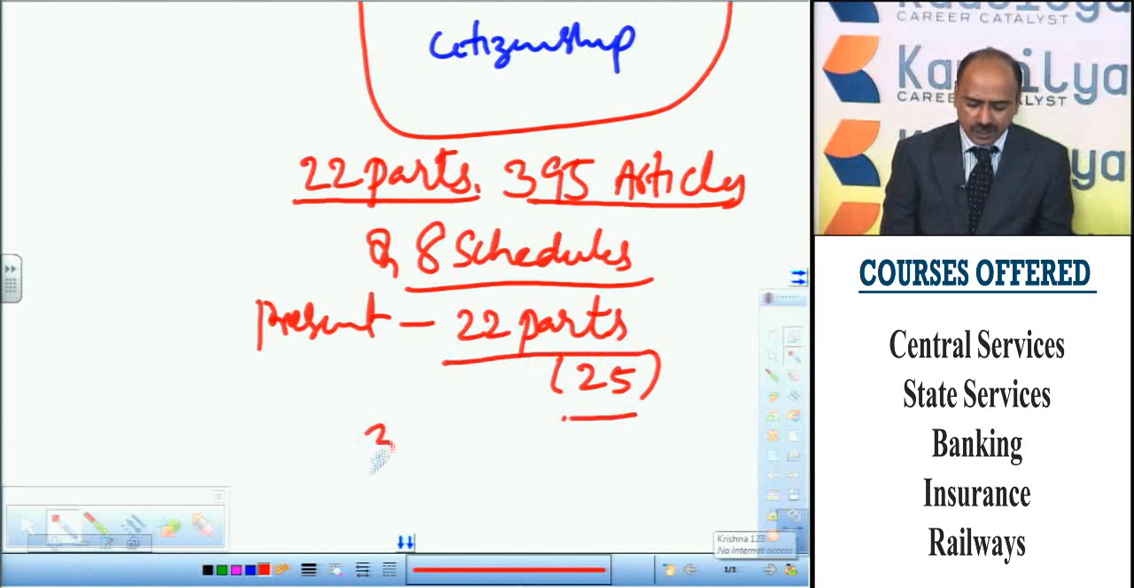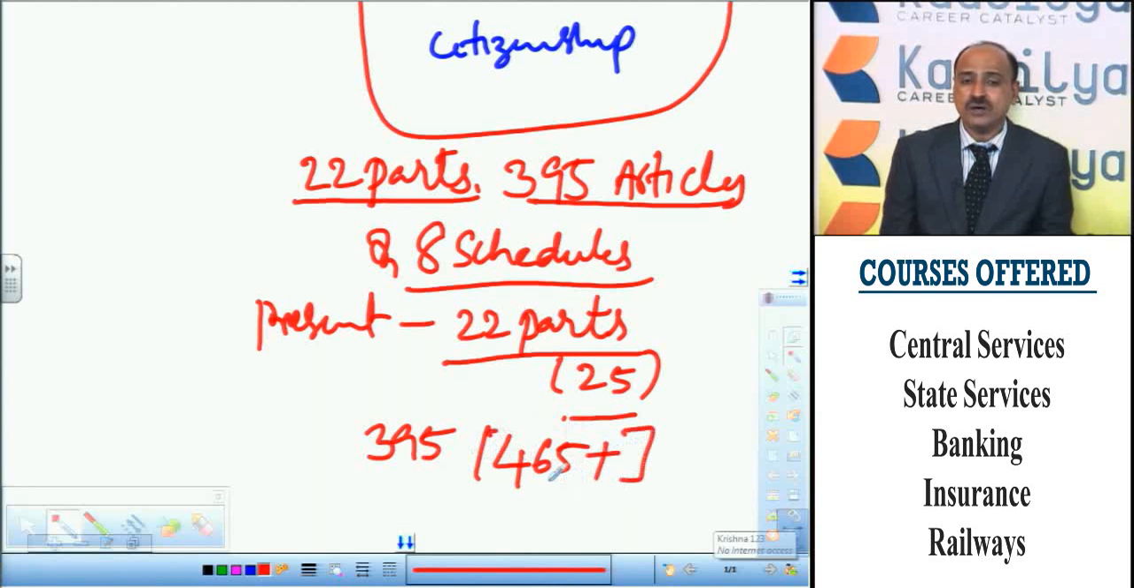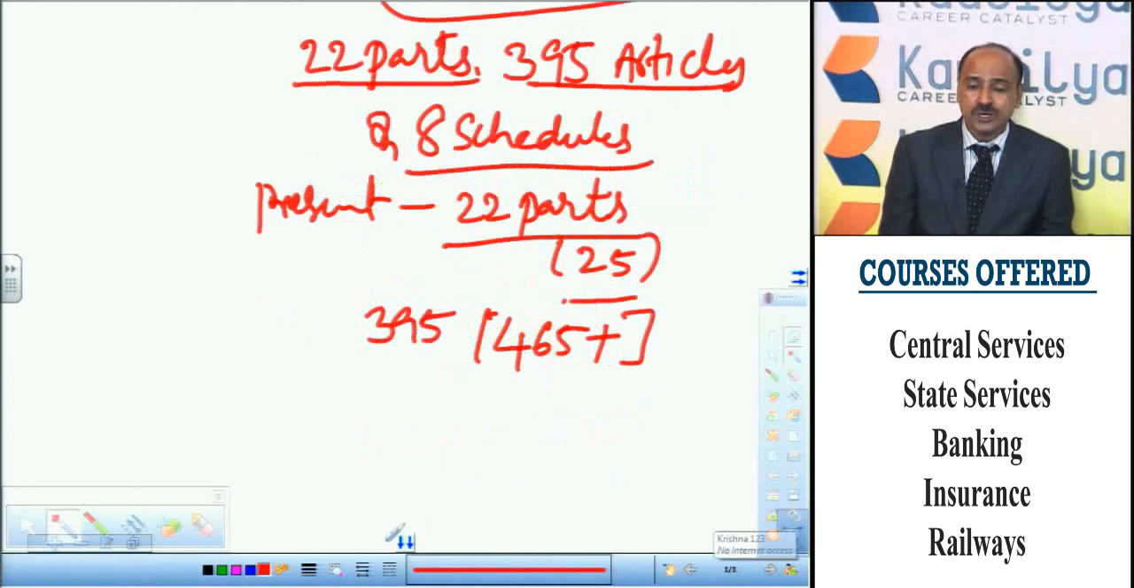The articles are now also 395, but including subarticles. At that time, 465 plus subarticles were added. But how many basic articles are there? At present also, articles are 395. For example, article 243 has a total of 46 clauses: Panchayat Raj, municipalities, corporations and also cooperative societies. Articles 243A to ZT are available, but all these were added later. More than 465 articles are there, but basically the same articles are available in our constitution.